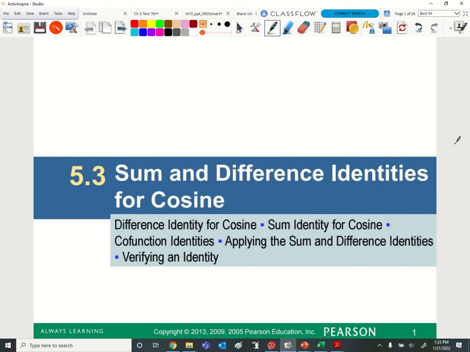where it says sum and difference for cosine. Cosine, sum and difference. Sum and difference for what? Cosine. Sum and difference for cosine. So here, Jaquan, here. There you go. Look, see? Sum and difference identities. That's what we're going to be using.